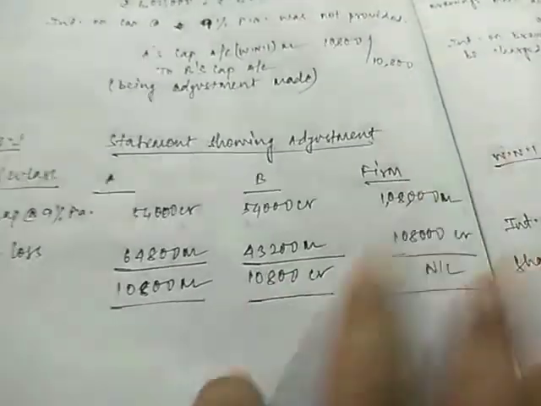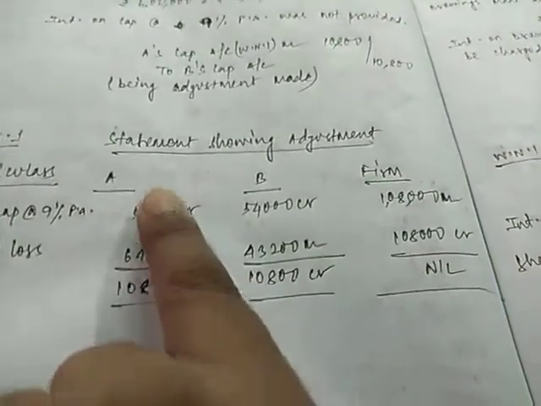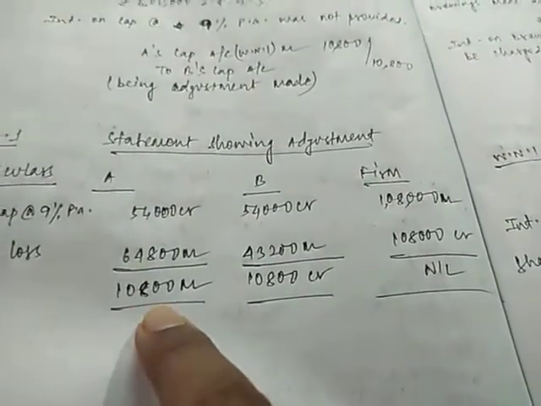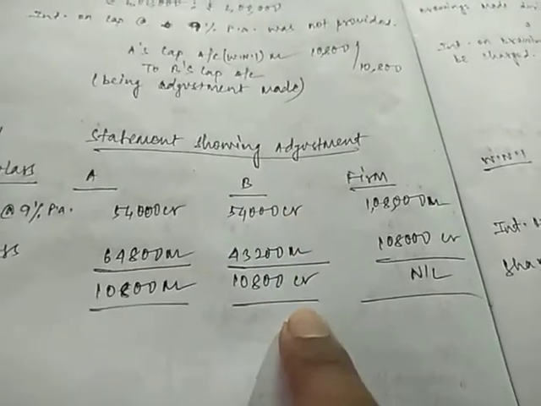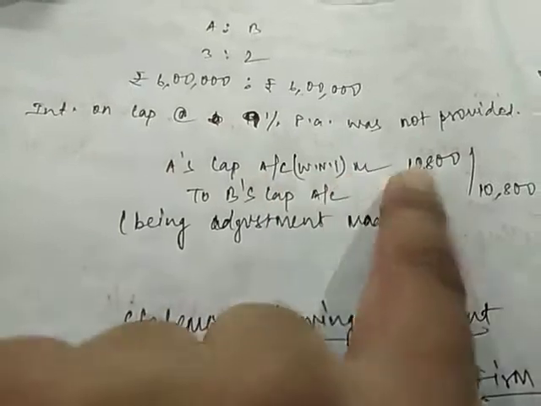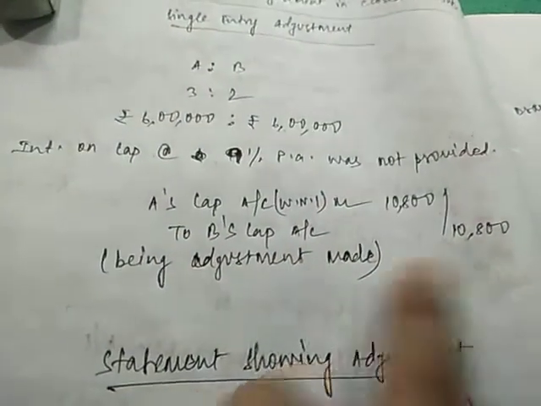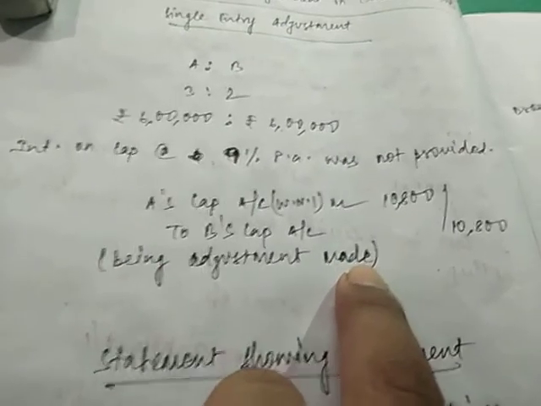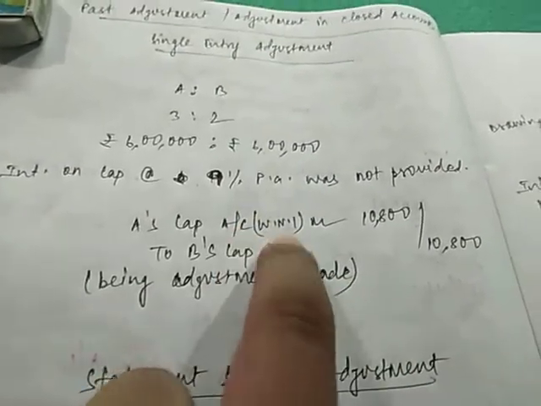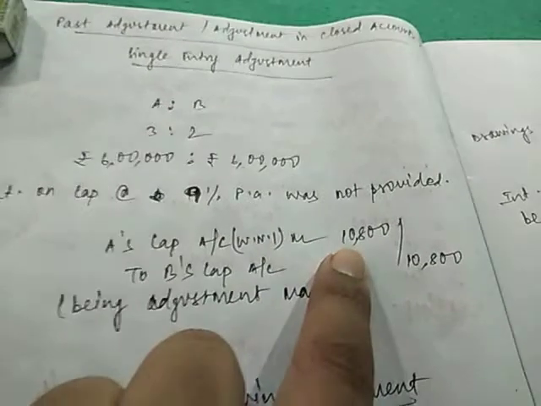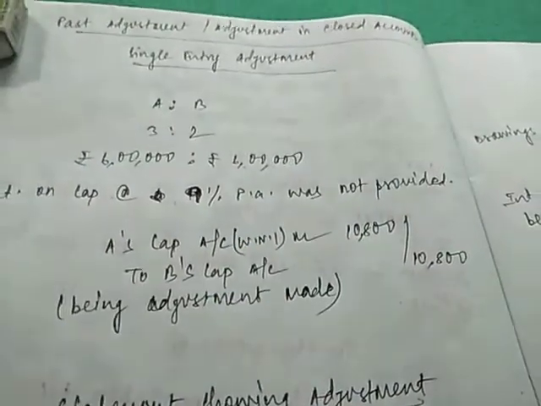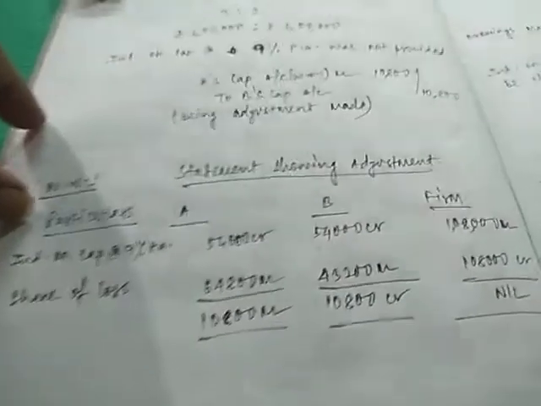So after this you can close it. We have got our entry. A's capital will be debited with 10,800 and B's capital will be credited with 10,800. So that will be our entry: A's capital debit 10,800 and B's capital credit 10,800. For narration, you can write a simple narration: being adjustment made. You can write for reference working note 1, showing where this figure has come from. So this is the total sum that you need to make in past adjustment.